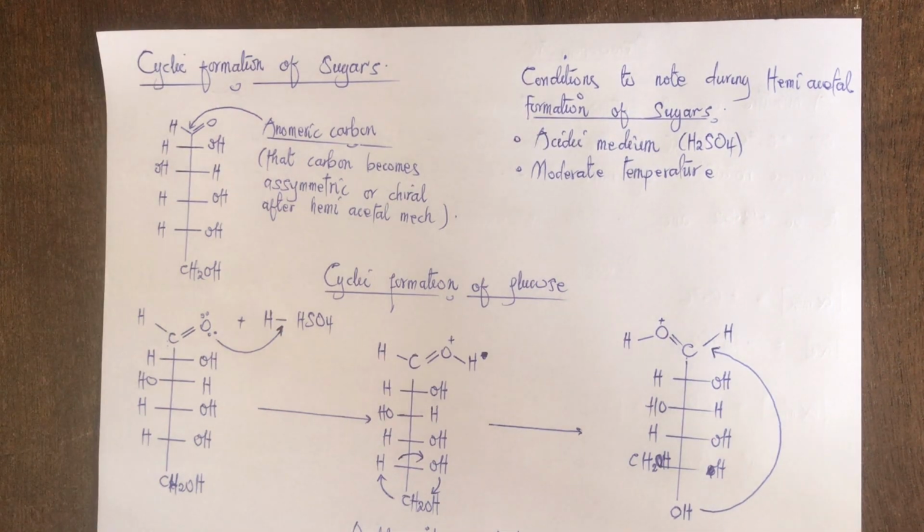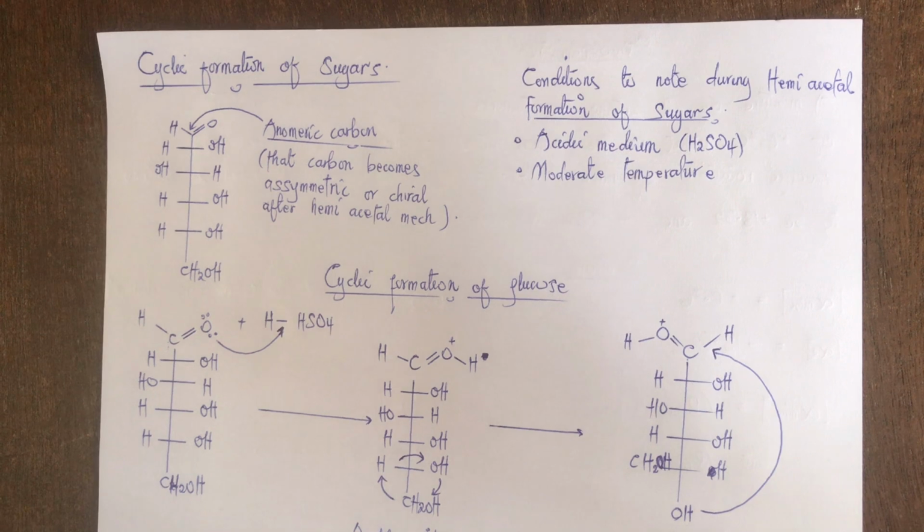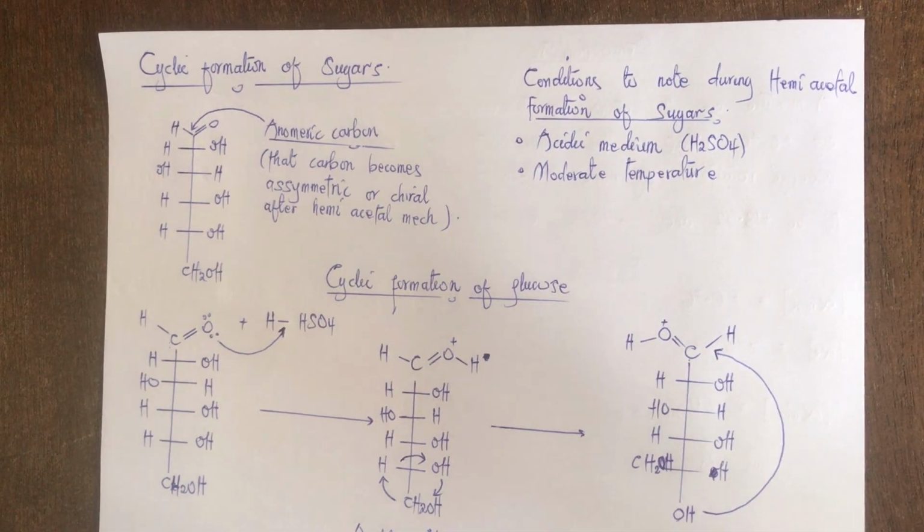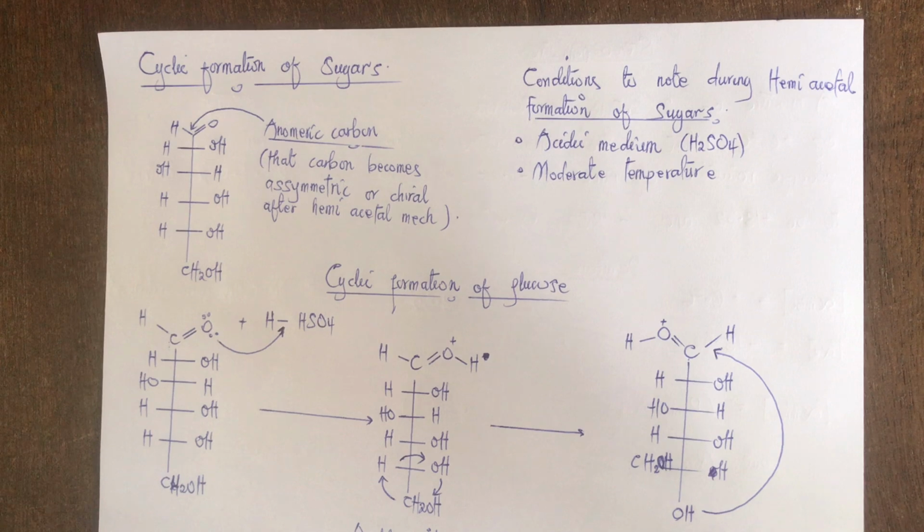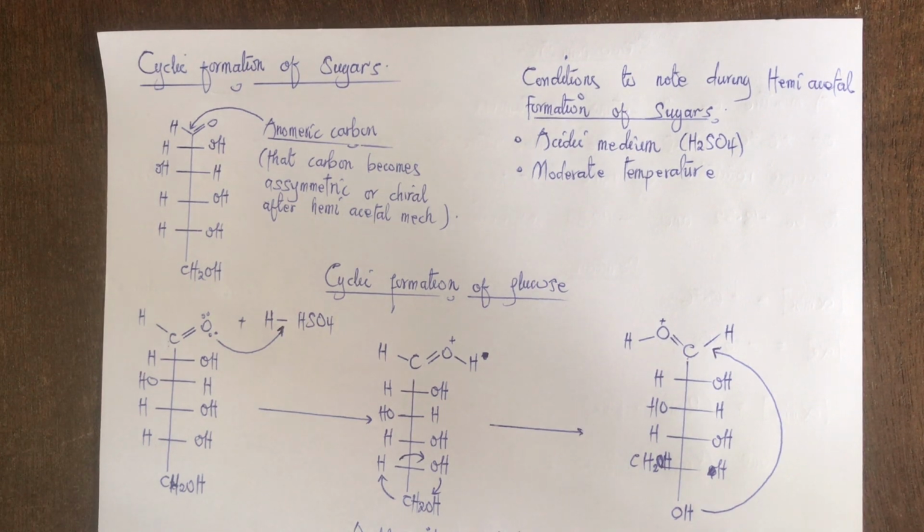Alright, so today we are going to talk about the cyclic formation of sugars. But before that, when we are talking about sugar, sugar refers to molecules that are called saccharides. For that matter, we have monosaccharides, disaccharides, and oligosaccharides. Monosaccharides have one sugar, or one molecule. It is made up of only one monomer.